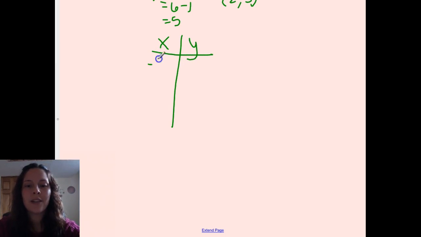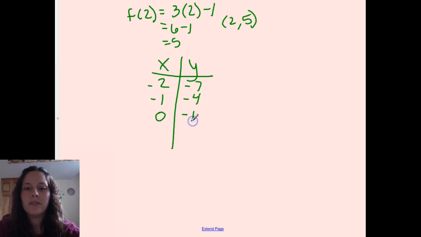When I had an x value of -2, my y value, or my f of x value, was -7. When my x value was -1, my y value, or output, was -4. For an input, or a domain of 0, we had an output of -1. For an input, or an x value of 1, we had an output of 2. And for our final input, or domain of 2, our range value was 5.